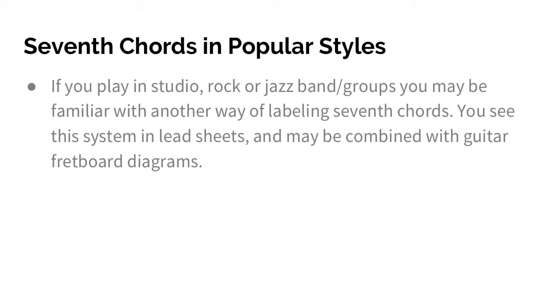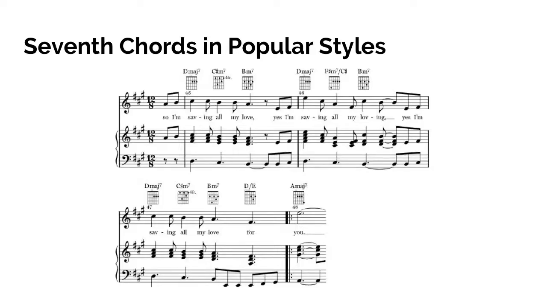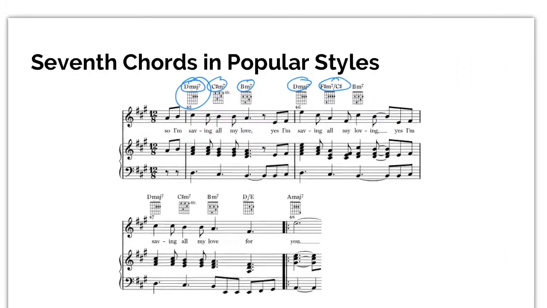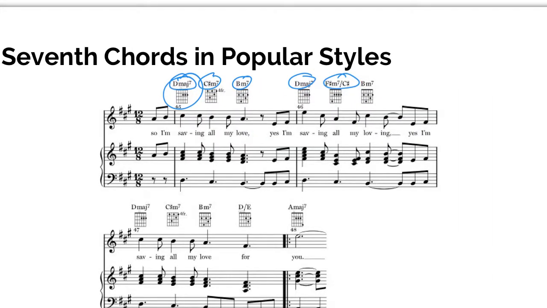So, 7th chords in popular styles. If you play studio rock or jazz band, you may be familiar with another way of labeling 7th chords. You see this system in lead sheets, maybe combined with guitar fretboard diagrams. Here you see the fretboard diagrams along with the 7th chord symbols: C sharp minor, B minor 7, D major 7, F sharp minor, and so on.